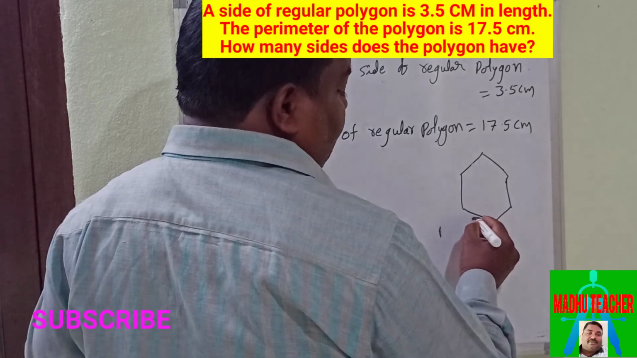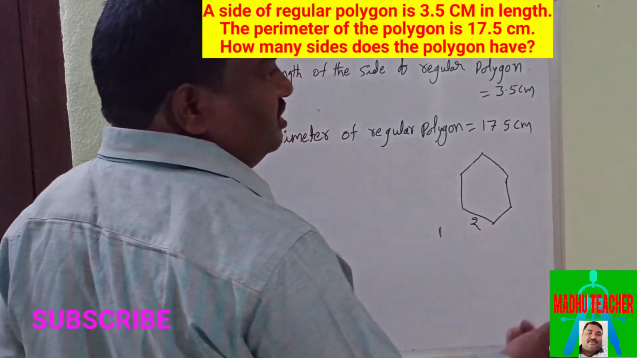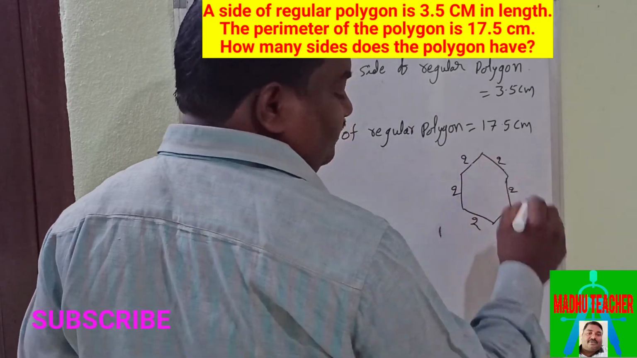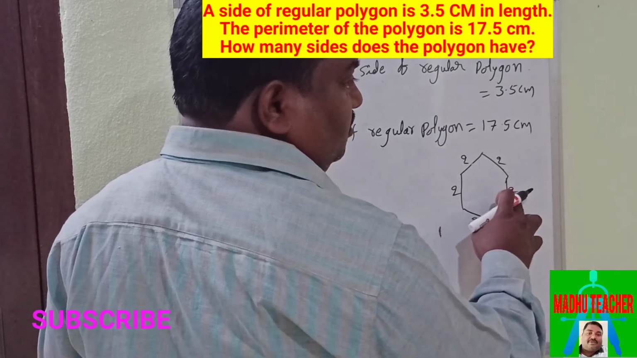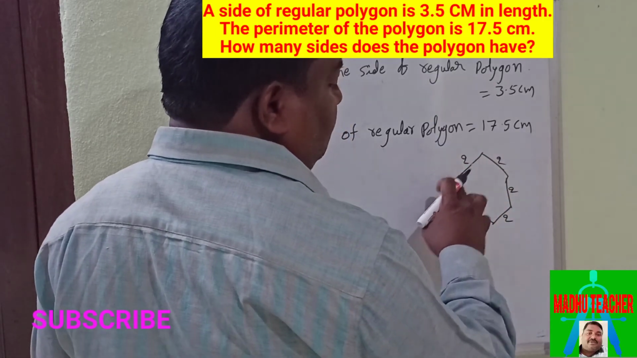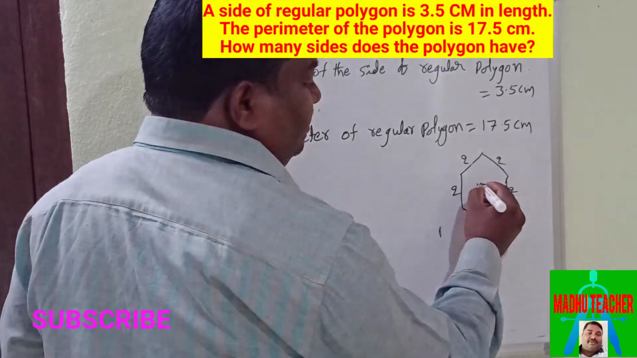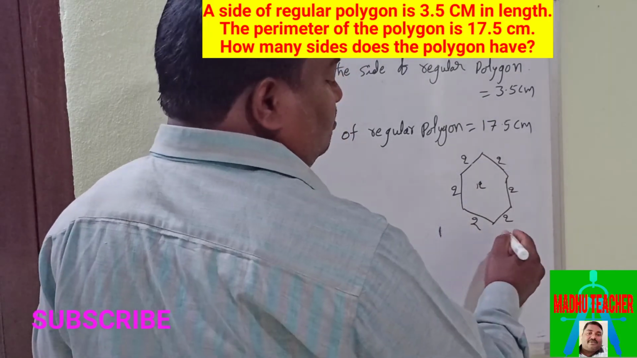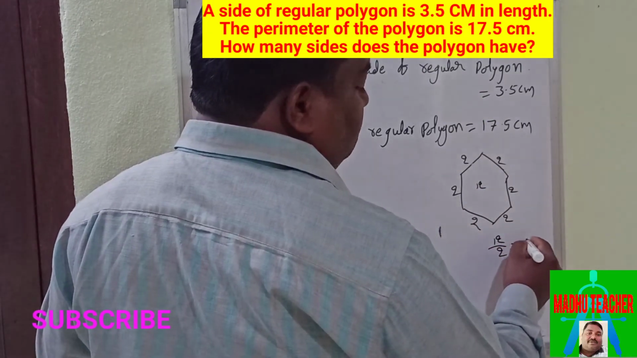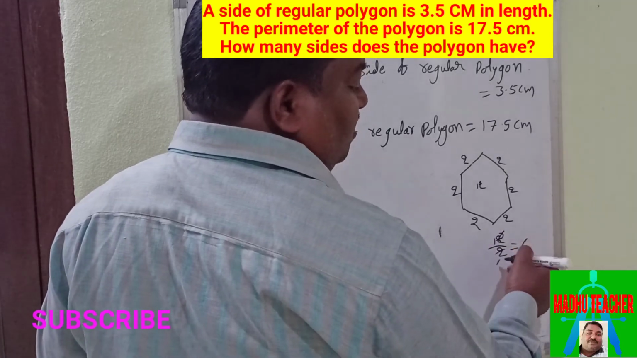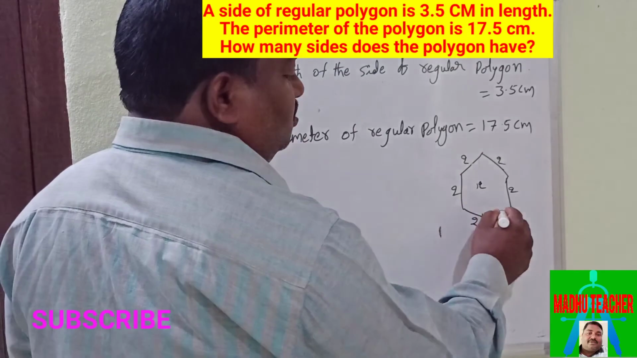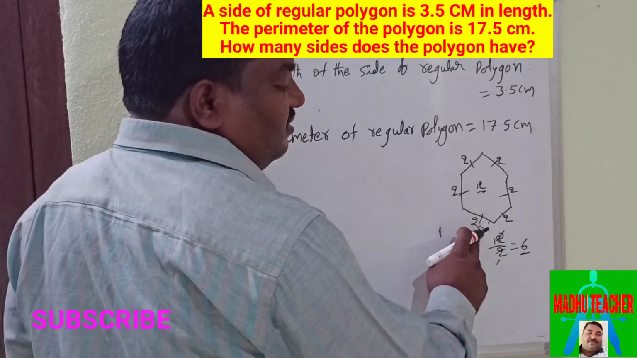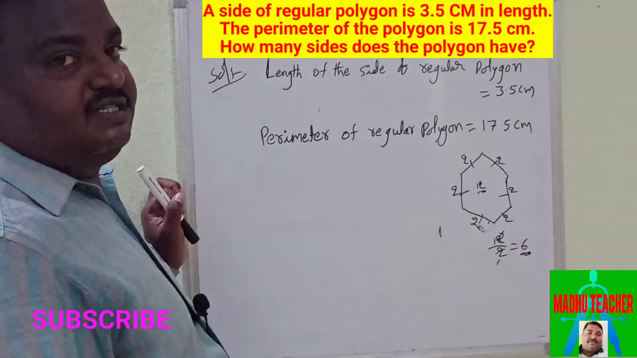Suppose each side is regular polygon, means all the sides are equal. Suppose it is 2 centimeter, 2 2 2 2 2. Its perimeter is 2 plus 2 4, 4 plus 2 6, 6 plus 2 8, 8 plus 2 10, 10 plus 2 12. Its perimeter is 12. How can you find number of sides? 12 by 2 is 6. So 12 divided by 2 will get 6. 2 ones are 2, 2 sixes are 12. Number of sides is 6. 1 2 3 4 5 6. Then perimeter by length of the side gives number of sides.